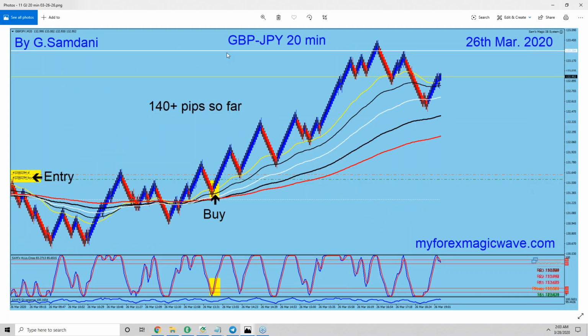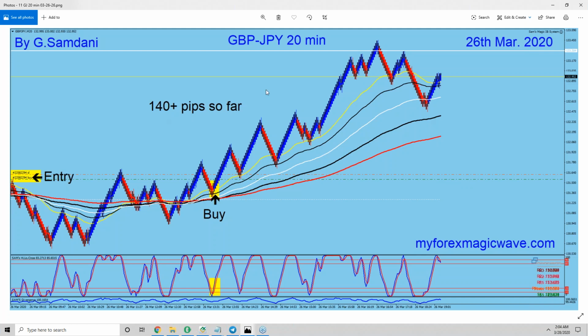Okay, and then on the 26th, this is using the Magic IB system, the Magic IB setup by the book. This is the entry. This was the entry. All of these were entries. And the first entry is the best one, and usually you get a big trade out of that.